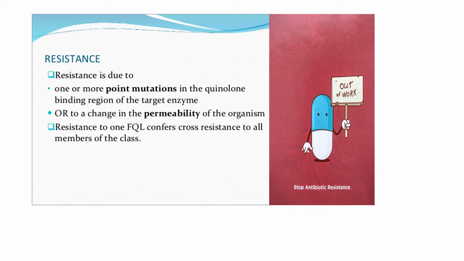Or resistance is due to a change in the permeability of the organism. If the porin channels become very narrow, our drug cannot enter. So a change in the permeability of the organism can also lead to resistance. Once there is resistance to one fluoroquinolone, it will confer cross-resistance to all the other members. So these are the reasons for resistance, either point mutation or change in permeability.